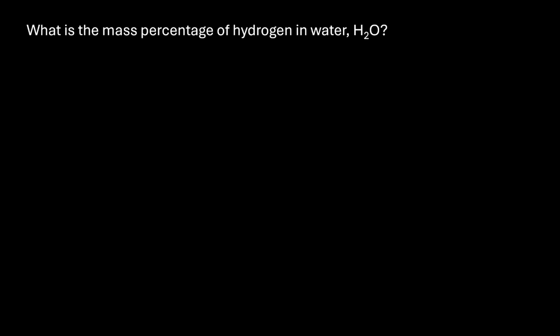The last problem is a different way they could ask the question of talking about mass percentages, or seeing what percentage of mass of hydrogen is within H2O. So what we need to do is find the molecular weight of H2O first. We know H2, or 2 H's, has a molecular weight of 2.016 grams per mole. And we know oxygen from the periodic table has a molecular weight of around 16.00 grams per mole.